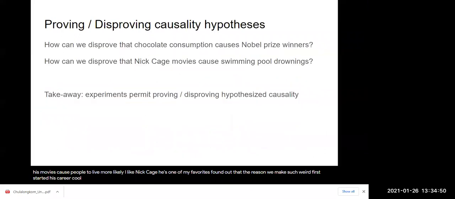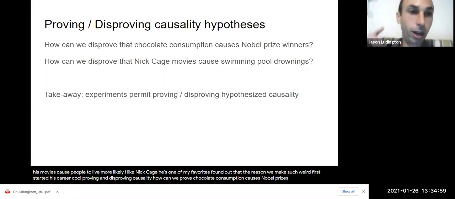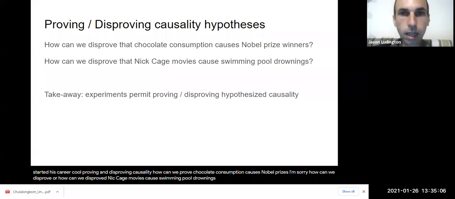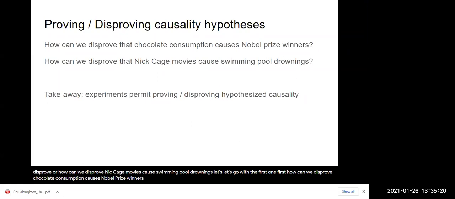Cool. Proving and disproving causality. How can we prove chocolate consumption causes Nobel Prizes? I'm sorry, how can we disprove? Or how can we disprove Nick Cage movies cause swimming pool drownings? Let's go with the first one first. How can we disprove chocolate consumption causes Nobel Prize winners? We can have someone eat a lot of chocolate and try to see if we can win a Nobel Prize.